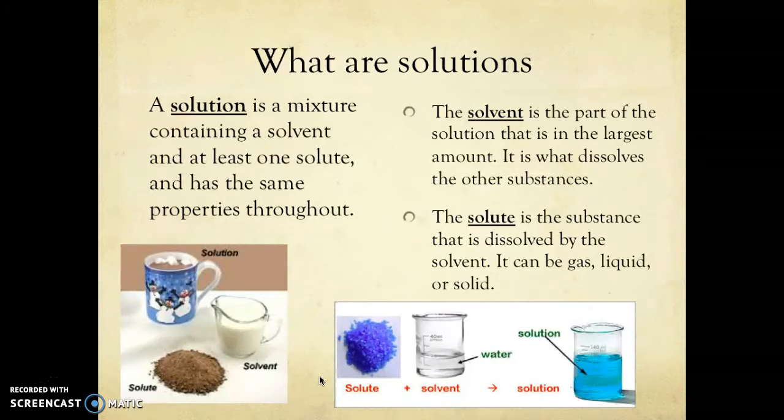Some mixtures are solutions. Now, a solution is a mixture that contains a solvent and at least one solute and has the same properties throughout. So an example would be the Kool-Aid.